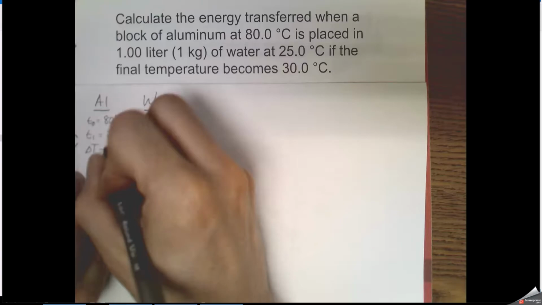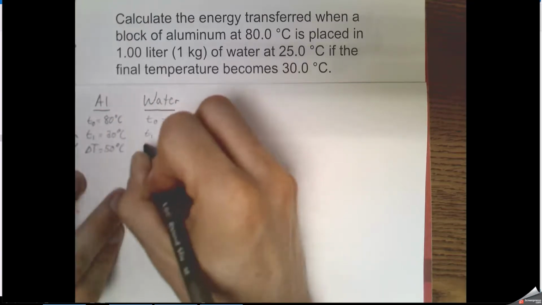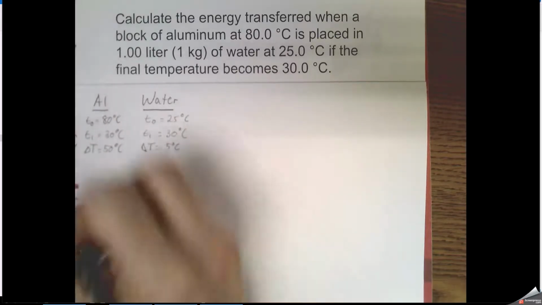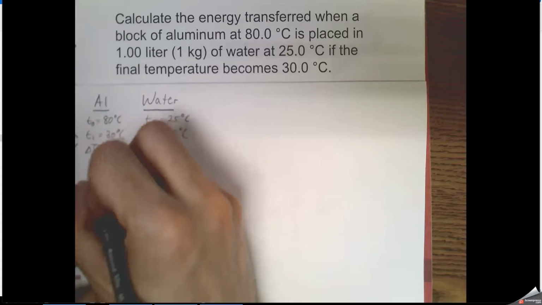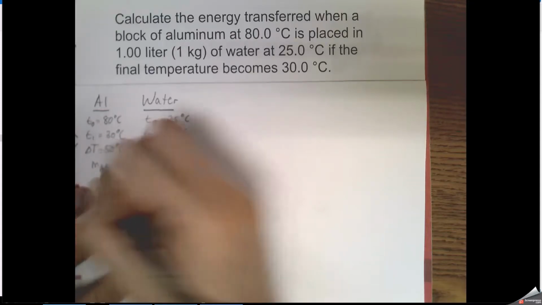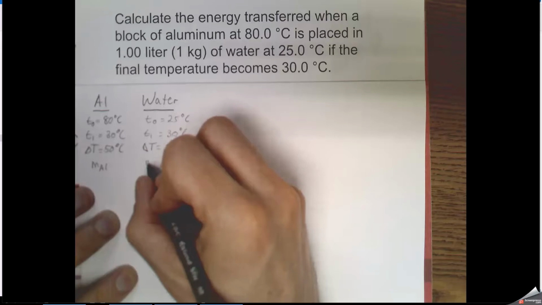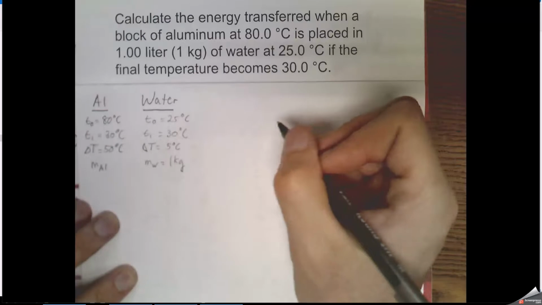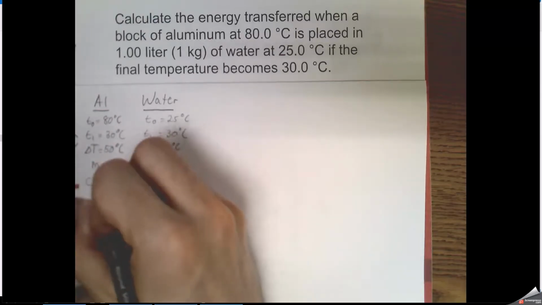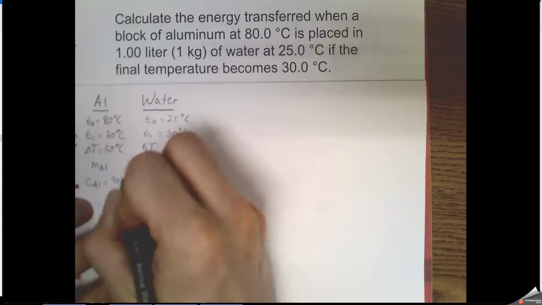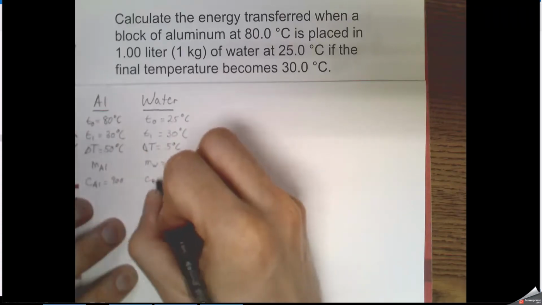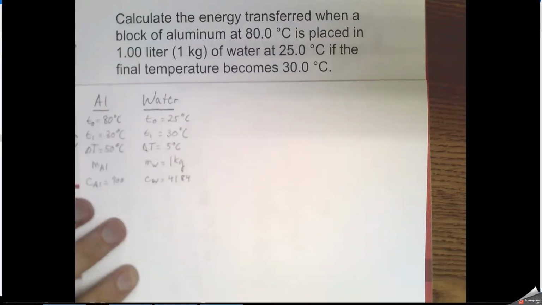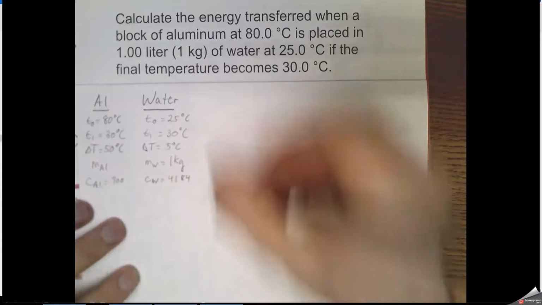Aluminum, starting temperature is 80 degrees Celsius, final temperature is 30 degrees Celsius, so its change in temperature is 50 degrees Celsius. Water, starting temperature is 25 degrees Celsius, final temperature is 30 degrees Celsius, so the change in temperature is 5 degrees Celsius. We've got the mass of aluminum. We do not know it. We know that the mass of the water is 1 kilogram. And we know the specific heat of aluminum is 900, and we know the specific heat of water is 4,184.